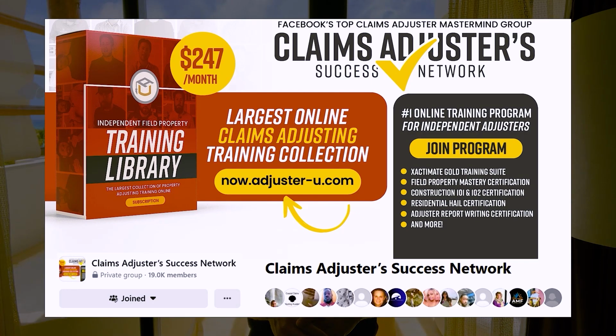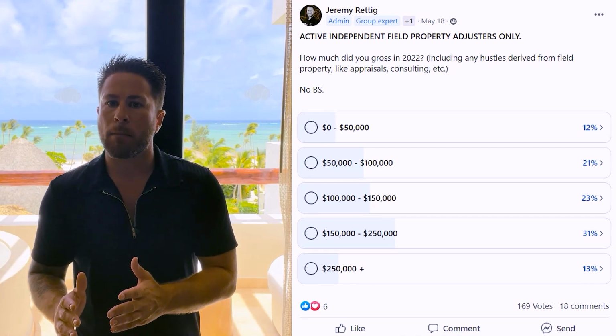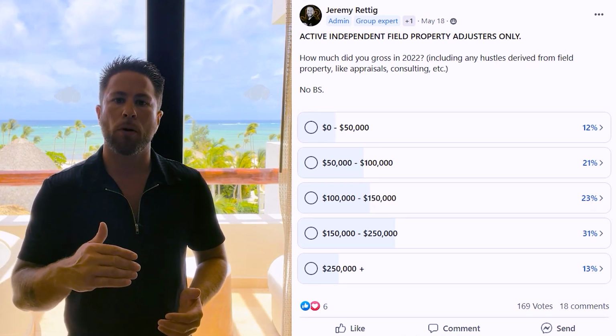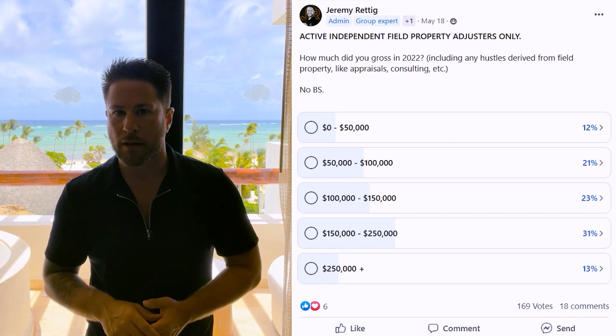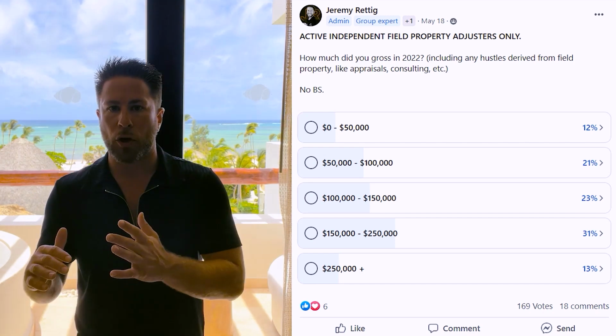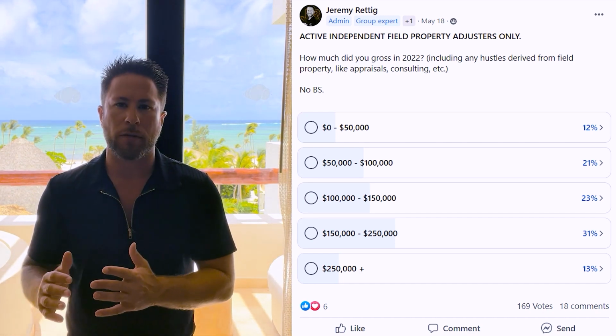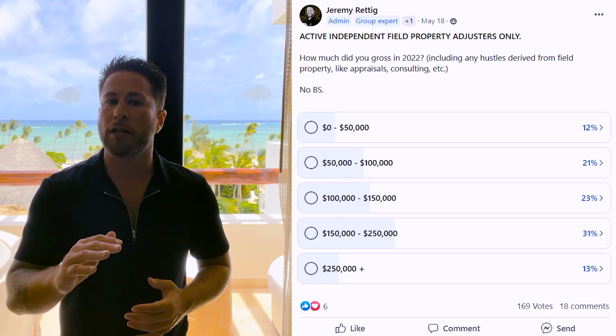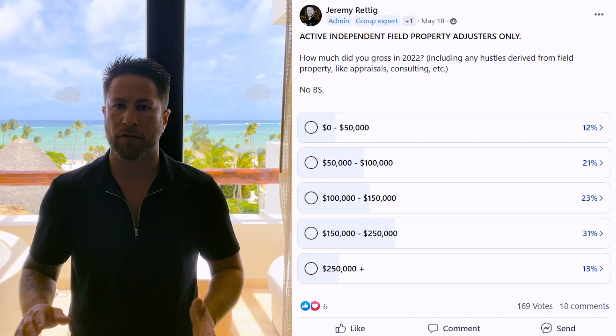We asked 169 independent field property adjusters inside of our Facebook group, the Claims Adjusters Success Network, which I think is now the largest claims adjuster group on Facebook, how much they grossed throughout the year 2022. When we looked at the numbers, everyone reported earning more and more up until the $250,000 mark. 67% reported grossing over $100,000 per year. You know, most fell between $150,000 and $250,000, with only 13% of those surveyed reporting grossing more than $250,000 a year. That's me, by the way. I'm one of the unicorns there.